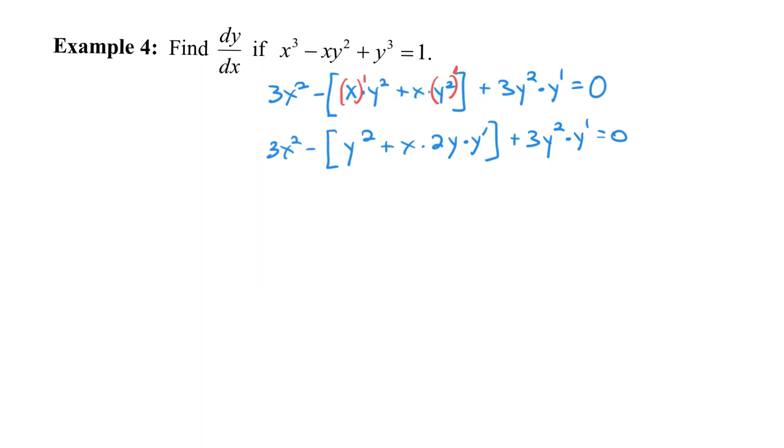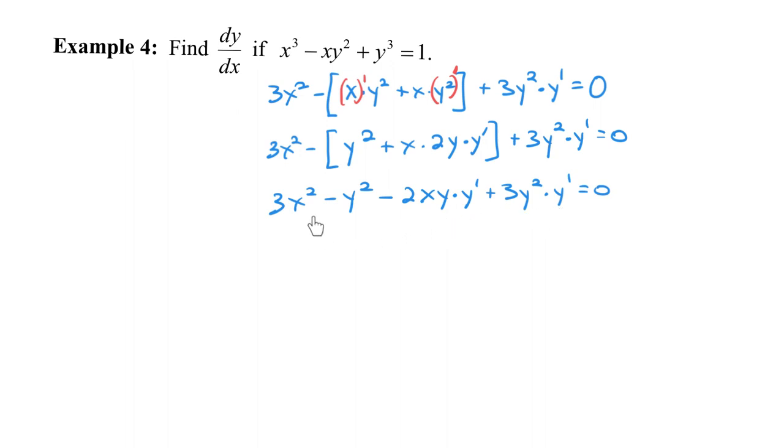Now at this point, I'm going to clean this one up a little bit, just rearrange the terms, but I'm going to mainly just distribute the negative through. So we're going to get 3x squared minus y squared minus, now for this part I'm going to write 2xy times y prime, just because it's more standard to write it like that, plus 3y squared times y prime equals 0. So at this point, we need to get rid of, well, we need to keep the y primes on one side and get rid of everything else.